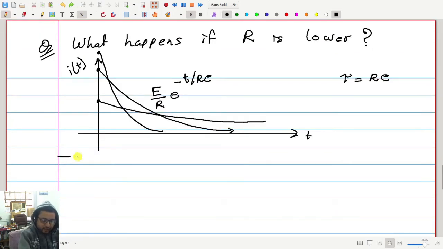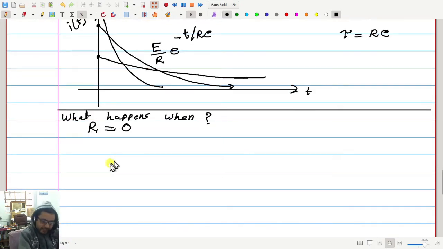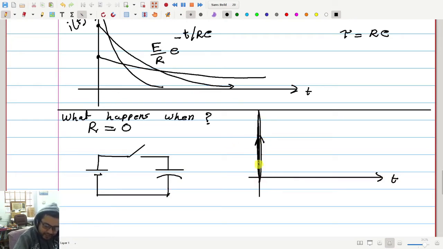Now I know some of you will definitely ask what happens for the special case of R equal to 0. Instantly charged capacitor, yes, you are right. Then the capacitor will be instantly charged. So if I plot a graph like time versus current, we will see a very high value of current, a very spiky current at time 0, and then current will become again 0.